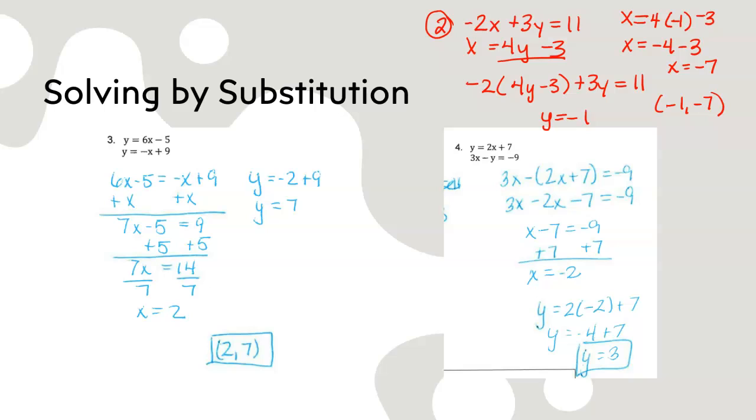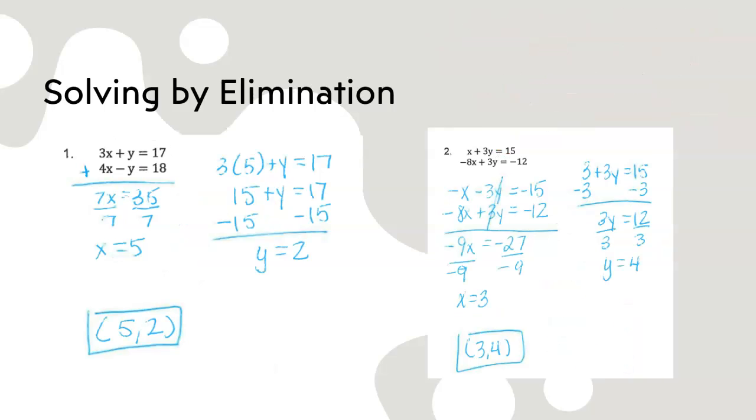Number 4, we have y isolated. So I'm going to take what y is equal to and substitute it in for y, being careful because there was a negative sign already there. When we solve for x, we get negative 2. You plug that back in, you have y is 3, so your point will be (-2, 3).